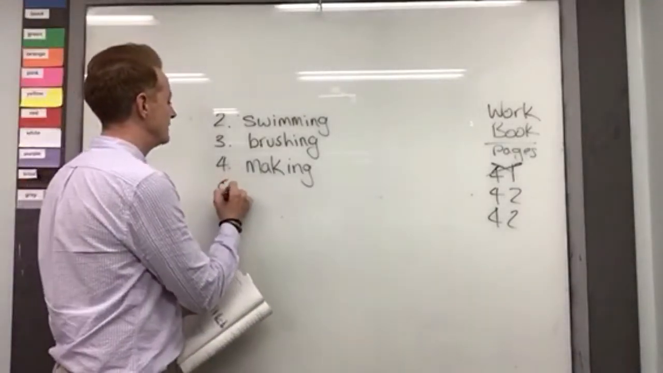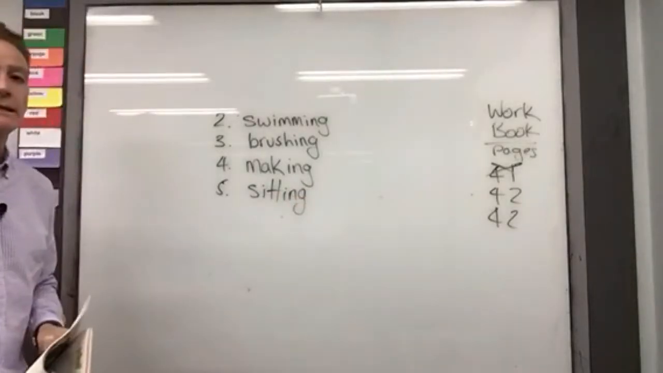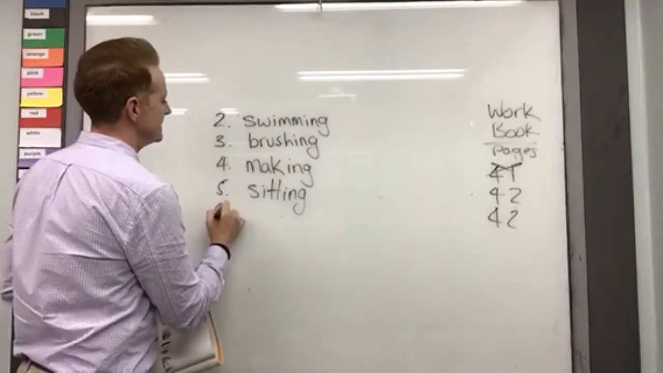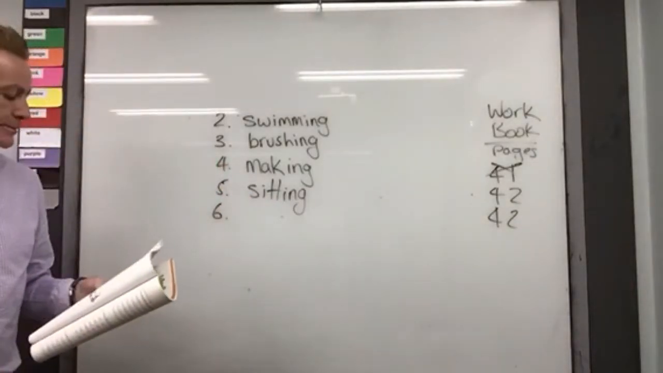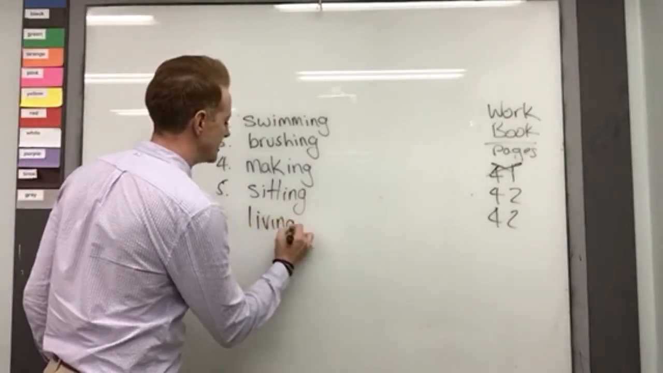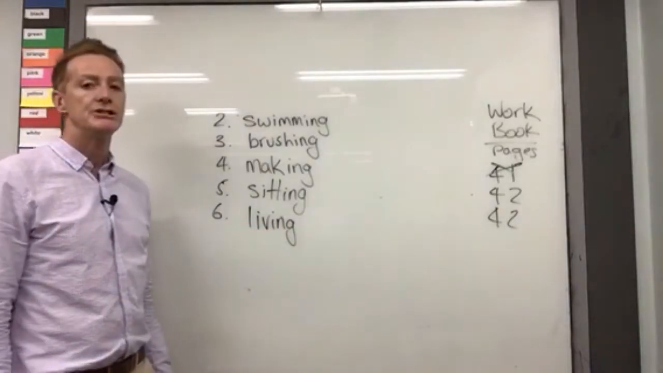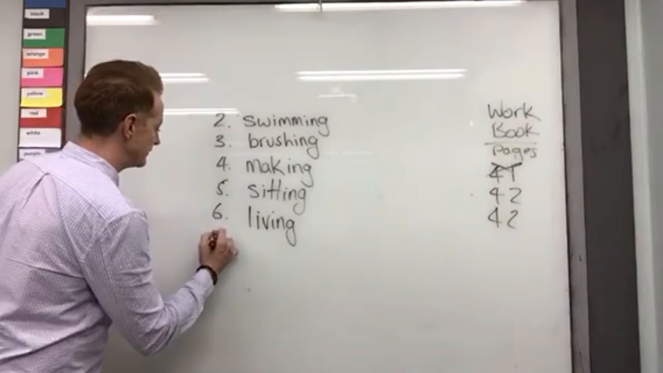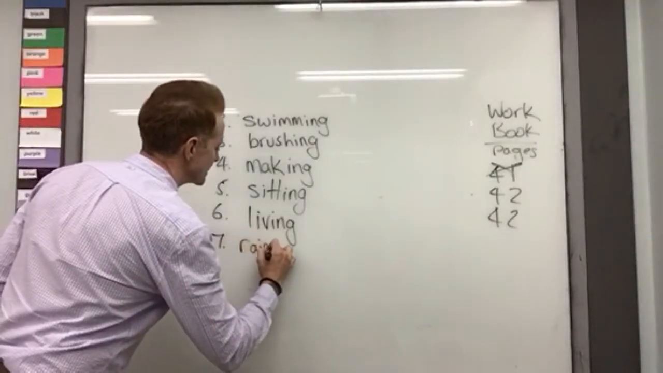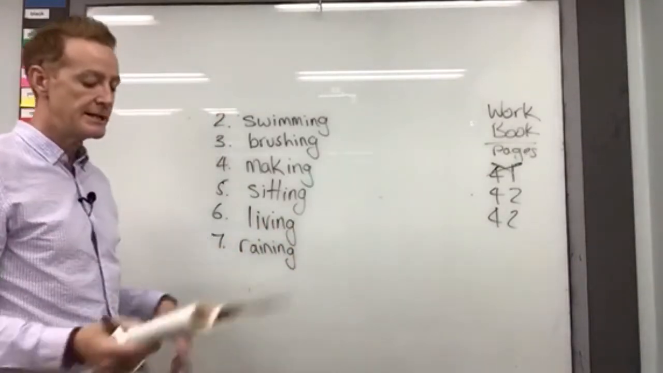Making. 5, sitting, has 2 T's. S-I-T-T-I-N-G, sitting. Number 6, living, L-I-V-I-N-G. No E, drop the E. I am living a great life. Number 7, rain, raining. You just add I-N-G. It is raining now.